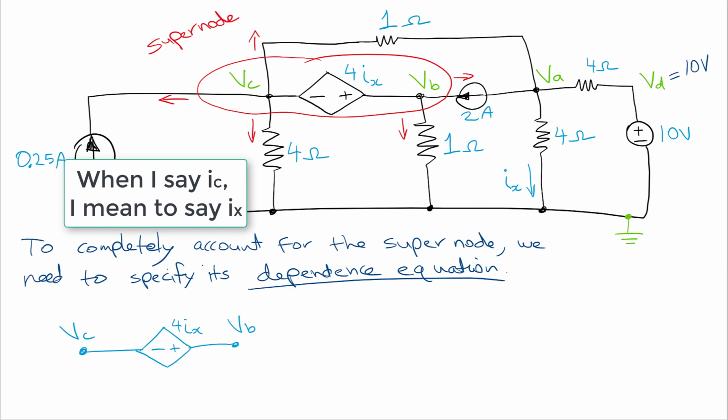So now we can write the equation quite directly as this. So we have VB being equal to VC plus the voltage of the voltage source, whose value is 4 IC. Okay?